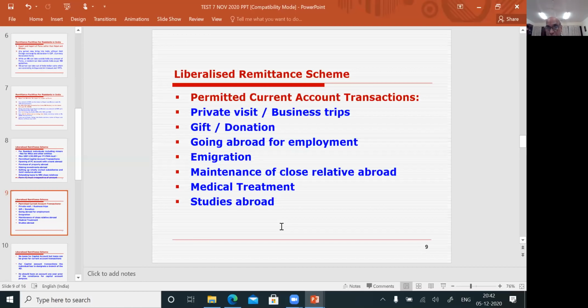Immigration, yes, that is permitted. Maintenance of close relatives abroad: my son is there, he wants some money, I can send, maximum 2,50,000 US dollars. Medical treatment, either for oneself or somebody there, and studies abroad. A resident individual can take for these purposes, 2,50,000 maximum. These are all the permitted current account transactions. Capital account transaction, you know; current account transaction, you know.